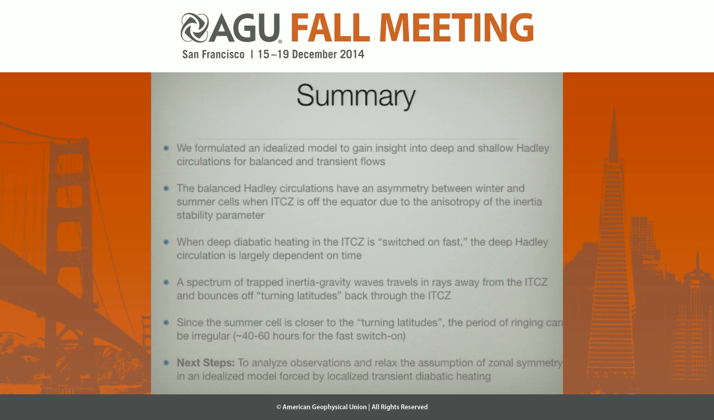And then now the next steps, I want to look at observations. It'd be nice to look at upper level observations or observations above the boundary layer to see if these sort of fluctuations in particular fields like the wind fields show up. And then relax the assumption of zonal symmetry in an idealized model forced by localized transient diabatic heating, which I'm working on right now. Thank you.